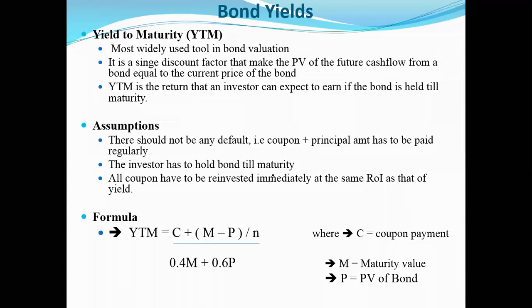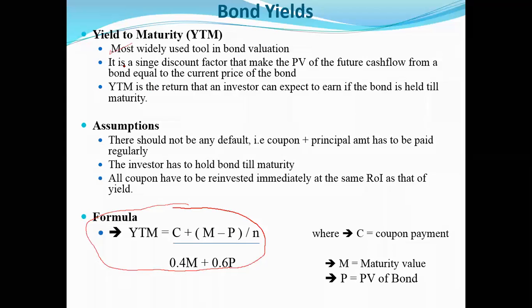And this is the formula. Please remember this formula. This is a very, very important formula. Frequently problems have come on this particular formula in your exam. So let us come to this particular formula at a later stage. We'll try to understand the theory part of it. Why is YTM very commonly used? First thing is, it is accepted all over the world. That is one of the main reasons why it is commonly used. So it is the most widely used tool in bond valuation.